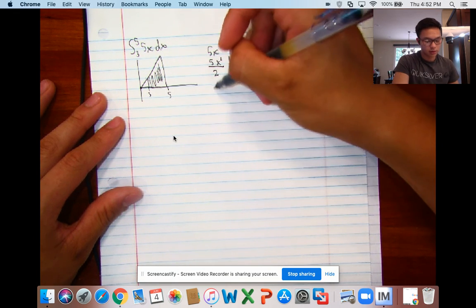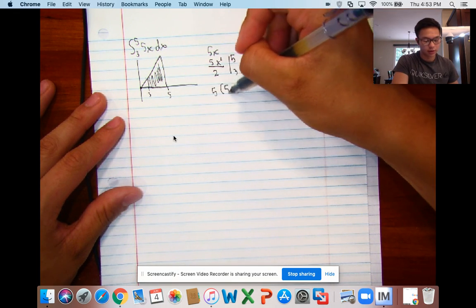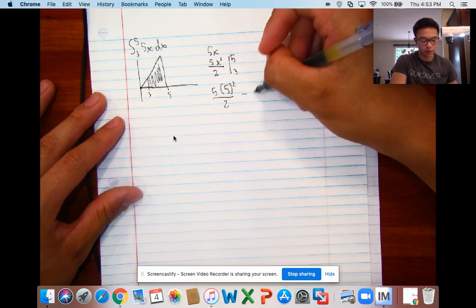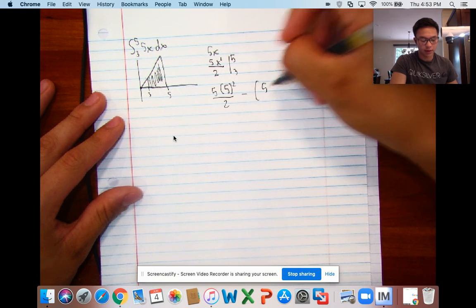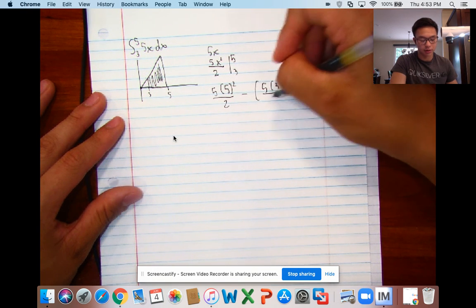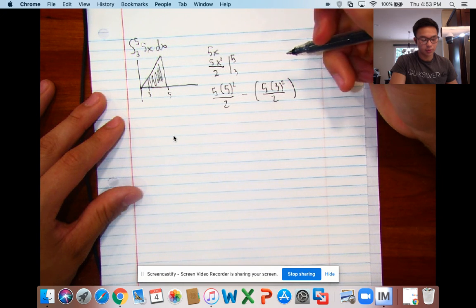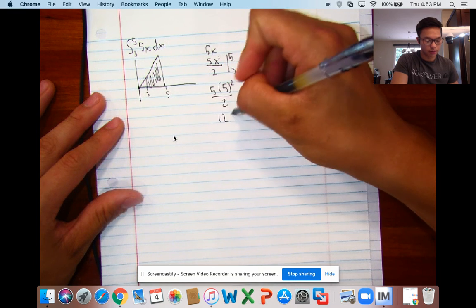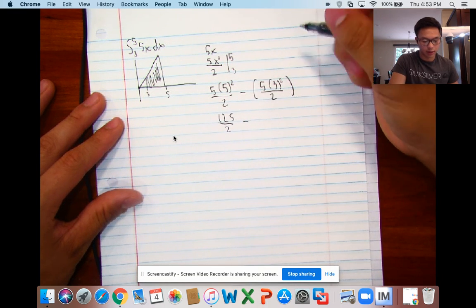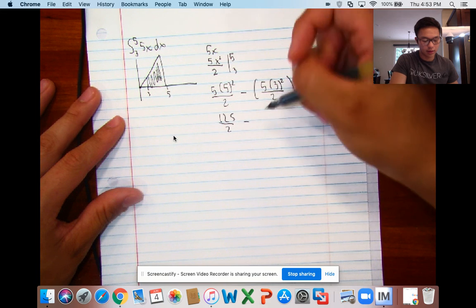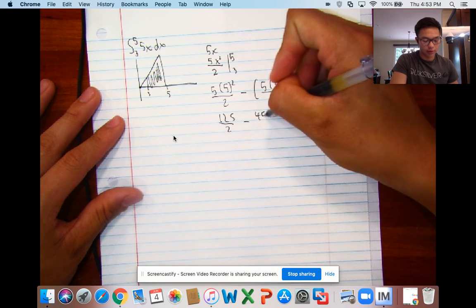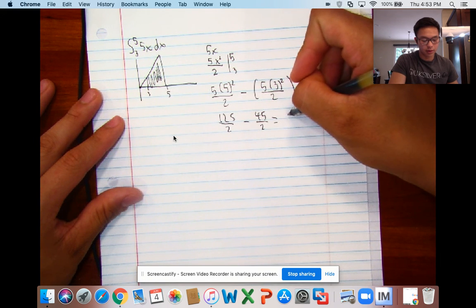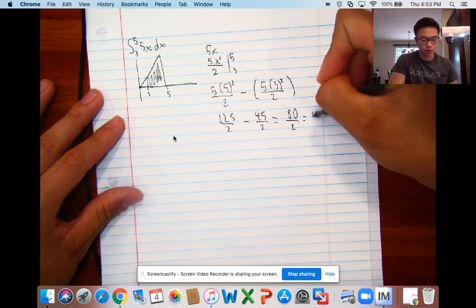So let's plug it in. 5 times 5 squared divided by 2. And from there, we're going to subtract, as we said earlier, 5 times 3 squared divided by 2. And what we're going to end up with is 125 over 2. Subtract from that, we're going to get 5 times 9, which is 45 over 2. And so we're going to end up with the final answer of 80 over 2, which is just 40.